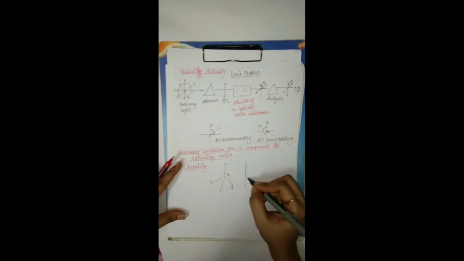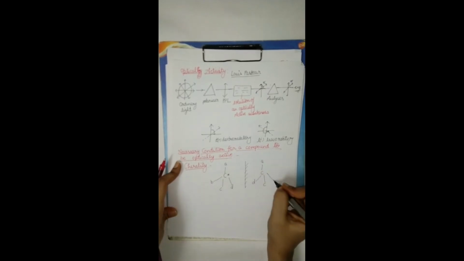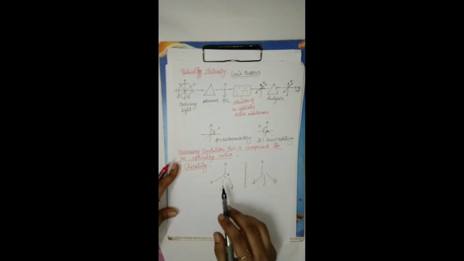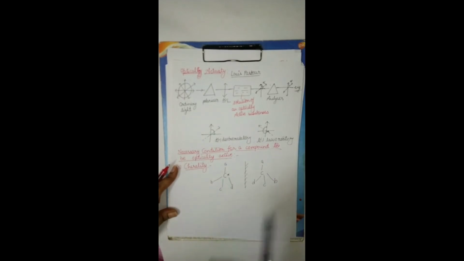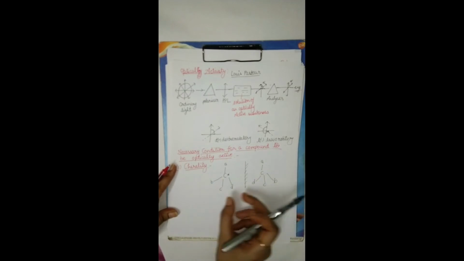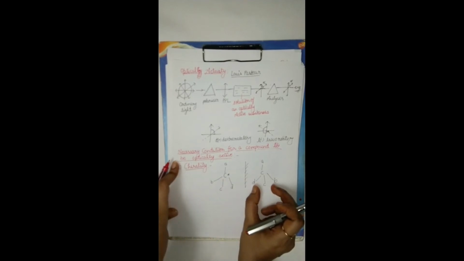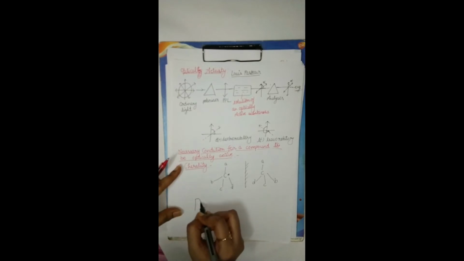If we draw the mirror image of this compound, and if this compound is superimposable on this one, then this is not chirality. If the compounds are not superimposable on each other, then this property is known as chirality. So we can take one example you have already read in your 12th class. This is P.